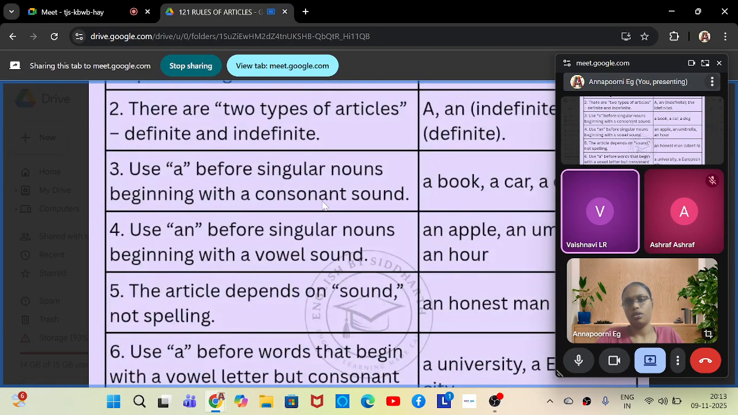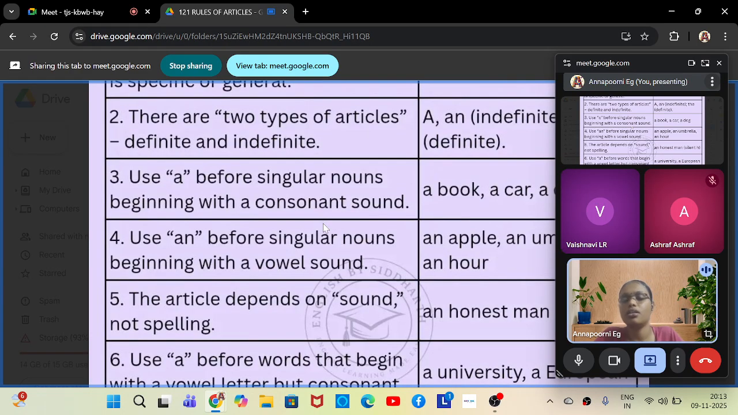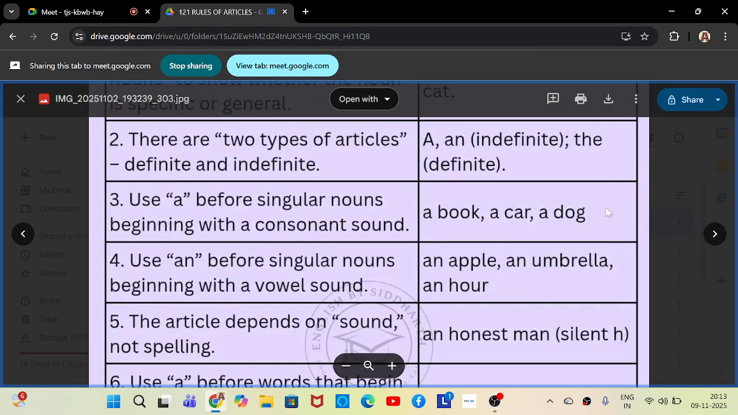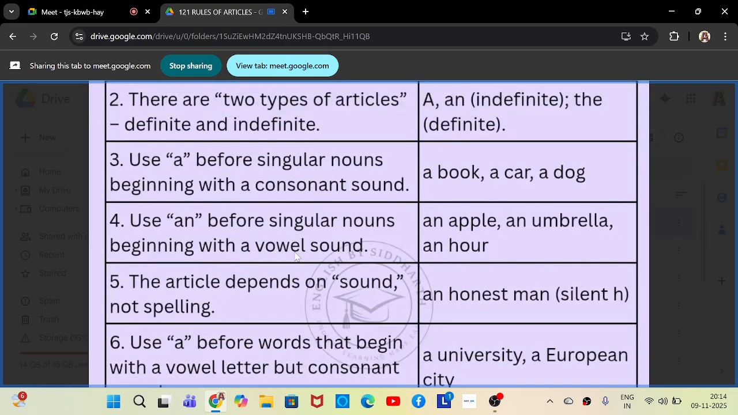Next one, there are two types of articles, definite and indefinite. A and an are called indefinite articles and the is called the definite article. There is only one definite article and two indefinite articles. What is the definite article? The. And what are the two indefinite articles? A and an. Very good.